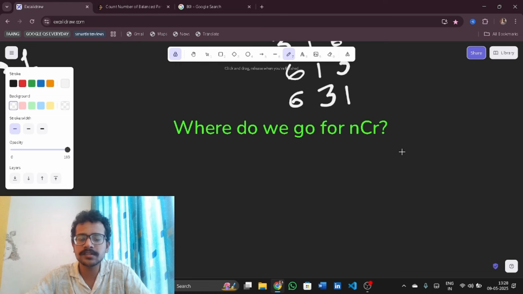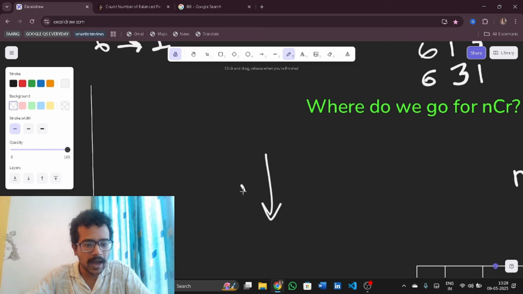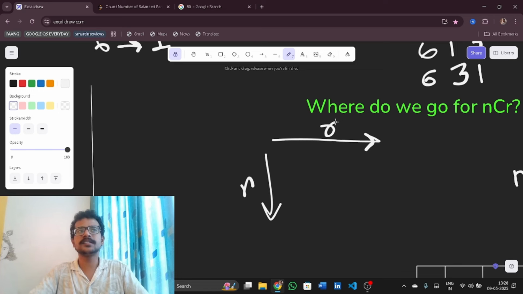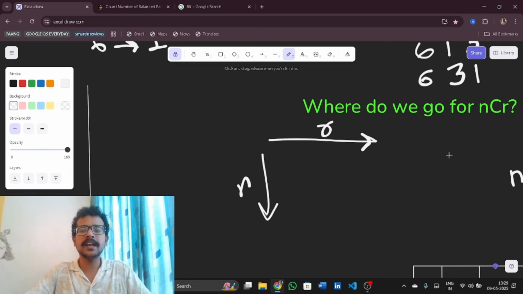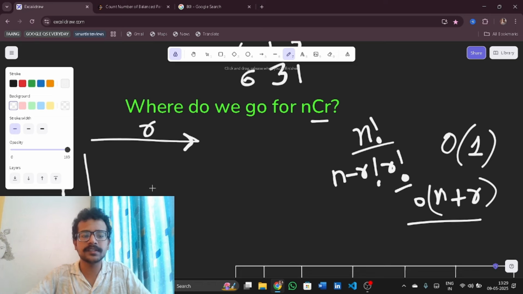For NCR we use n factorial divided by n minus r factorial into r factorial. But wait, what if I stored n in i, that means in rows, and r in columns, right? It might be a simple and easy way to get NCR in big O of 1 time complexity, right? If not, I need to take big O of n plus r, I think, as the total time complexity for calculating NCR without this table, right?